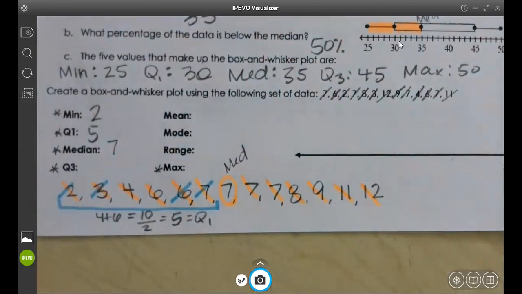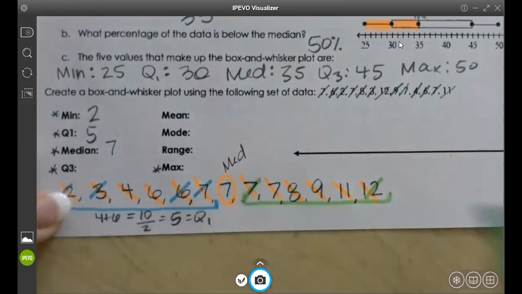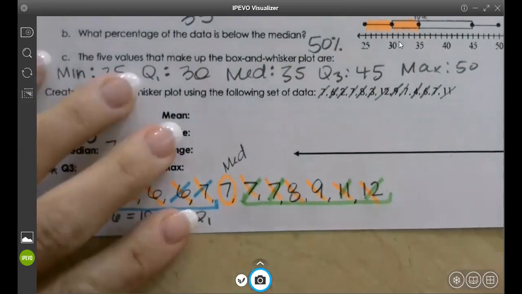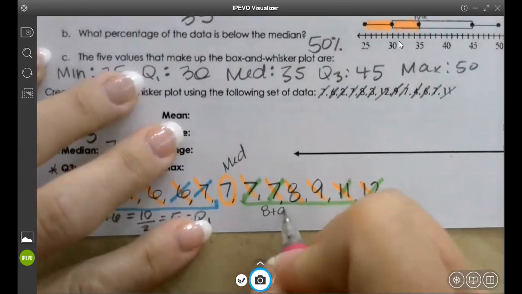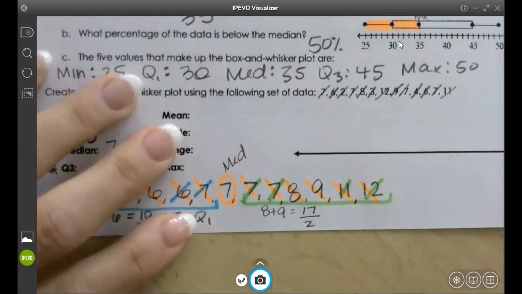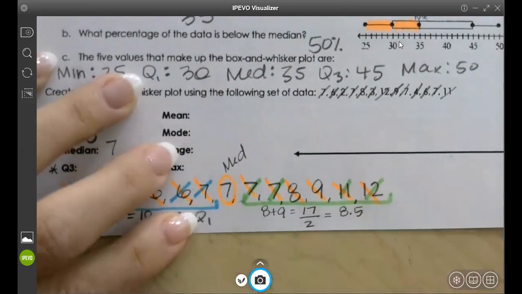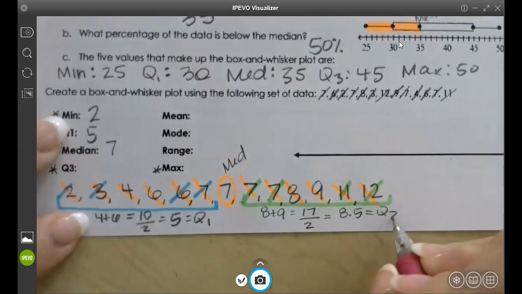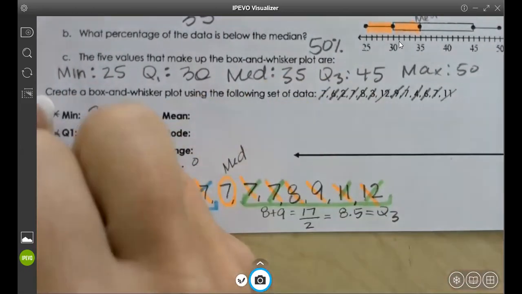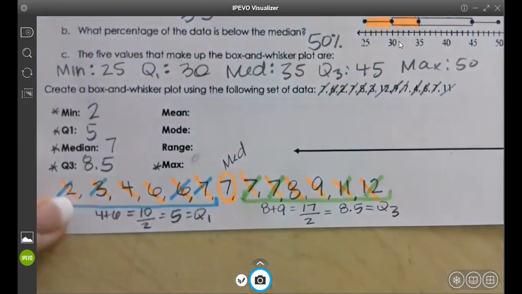Q3, you do the top half of the data. So 12 and 7 mark out, 11 and 7 mark out. We have 8 and 9. So we're going to add it together. We get 17. This is a really crappy one because it's going to give us a decimal, but it's a nice decimal. 17 divided by 2 is 8.5. So that's our Q3. Oh, sorry, 8.5. What's our maximum? 12.